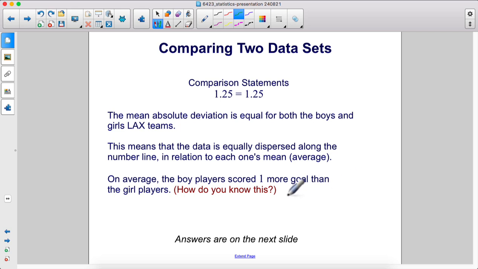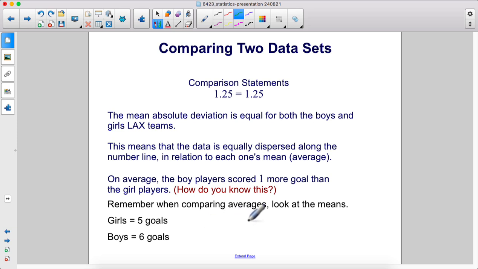How do you know this? Remember, when comparing averages, look at the means. The girls averaged 5 goals. The boys averaged 6 goals.